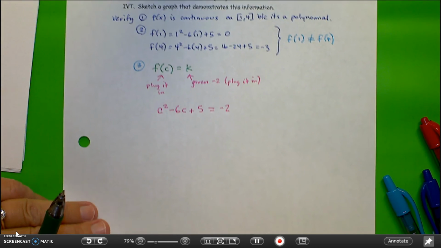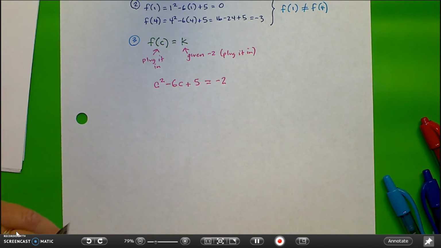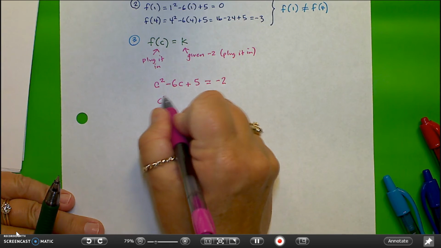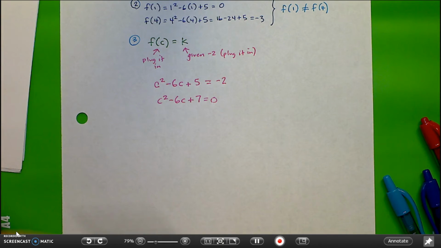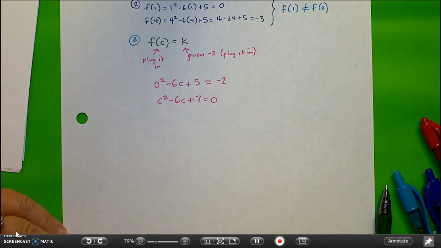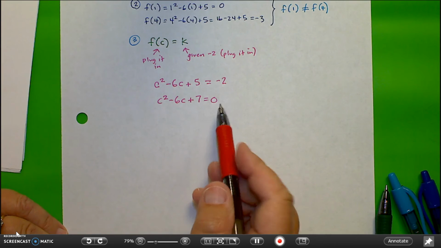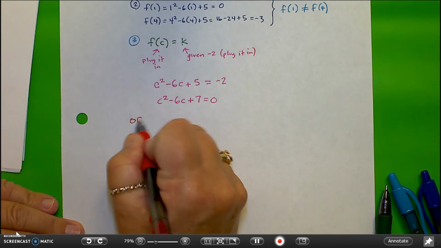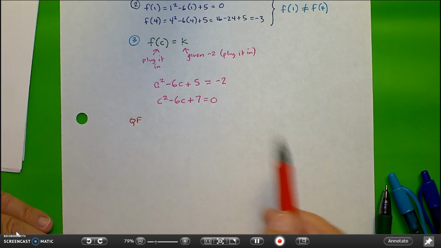Now all I need to do is solve for c. I'm trying to find what c value satisfies this theorem. I'm going to add 2 to both sides, so I get c squared minus 6c plus 7 equals 0. And now I can factor that. Actually, this one does not factor. So you can use the quadratic formula. You can use your calculator. You could graph that and find out where the zeros are.